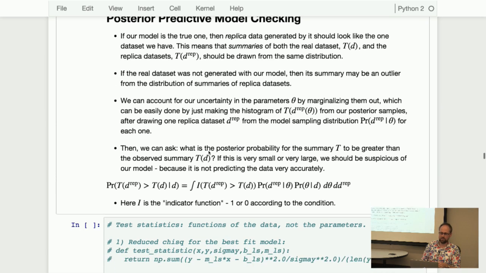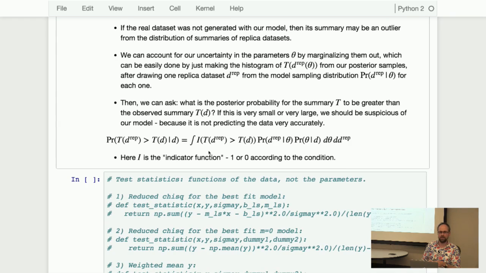There's some math here that describes that in some detail, but basically we're looking for an informative test statistic, a summary statistic, that we apply to the data, and we can also apply to all of our replica data, one set at a time. Then we can look at the distribution of summary statistics coming from our model and ask, where does our one data set, the only one that we ever get, fall in that distribution? If it's an outlier, we should be worried, because it means that our model is consistently, given our uncertainties, predicting data sets that don't look like, as defined by the summary statistic, our real data. So let's do that.